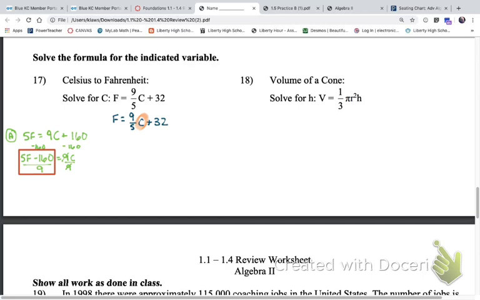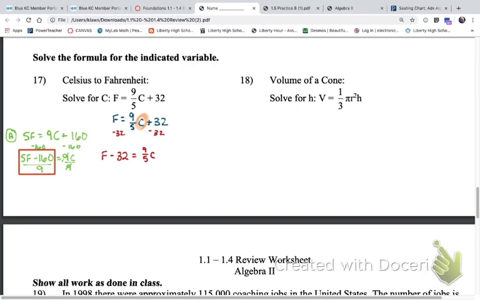Now, my other option was to move the 32 over. So if I subtract the 32 over, I have f minus 32 equals 9/5 C. Now, what did you do instead? Did you multiply it by 5, or did you just multiply it by 5/9? I multiplied by 5. Okay.